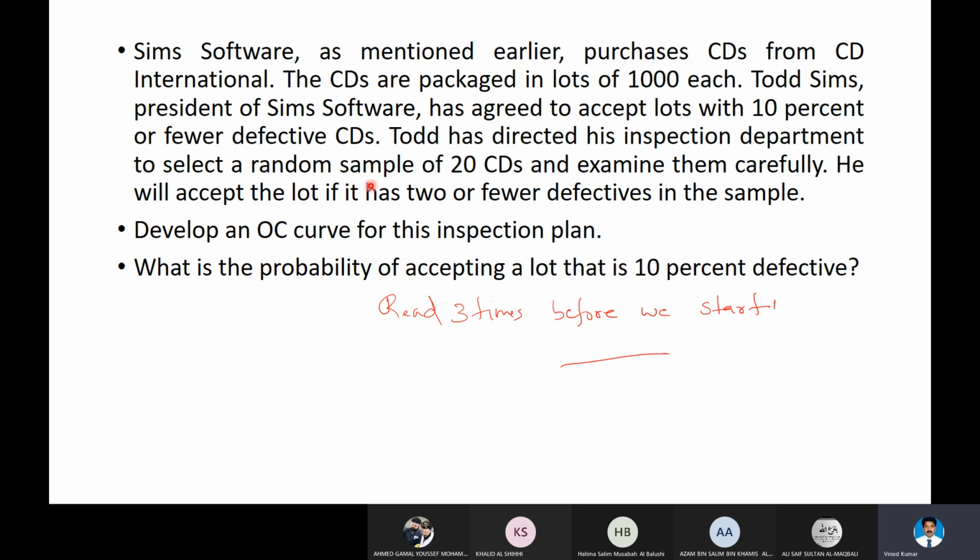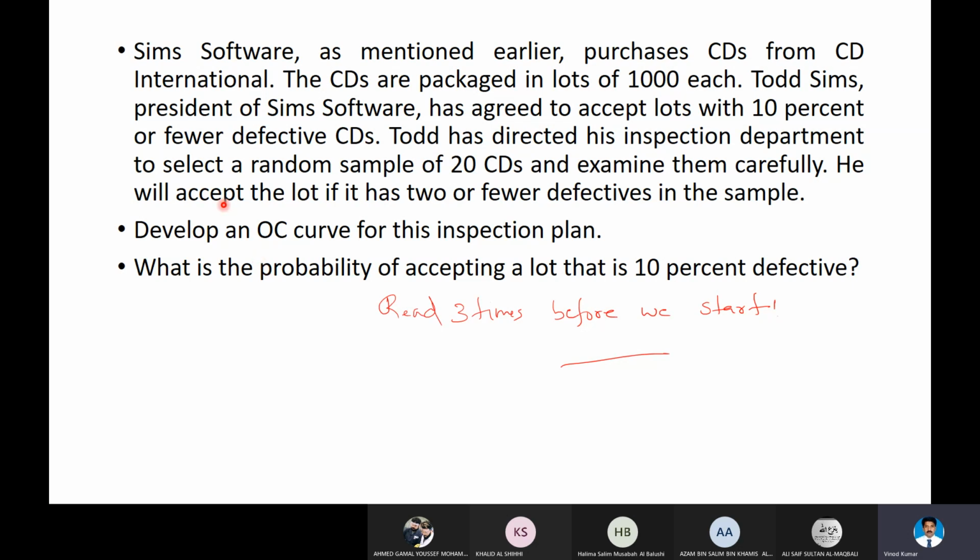For this sampling plan, which we call a single sampling plan, develop an OC curve. OC curve means operating characteristic curve. What is the probability of accepting a lot that is 10% defective? This is the question. We need to draw a curve. The name of the curve is OC curve, the operating characteristic curve.